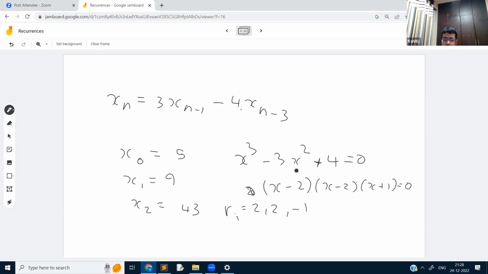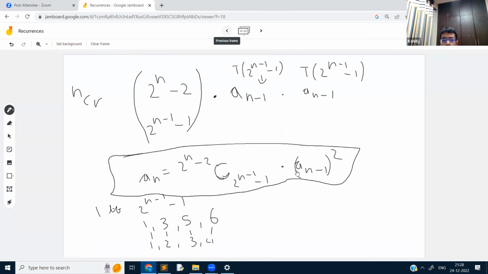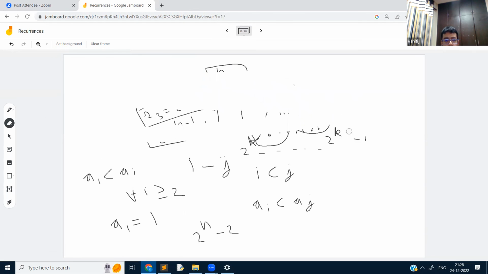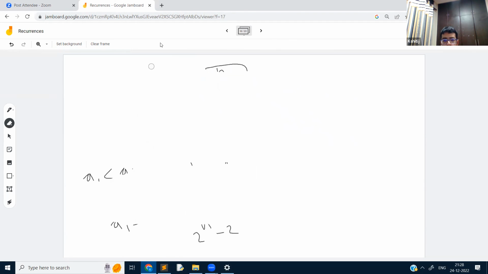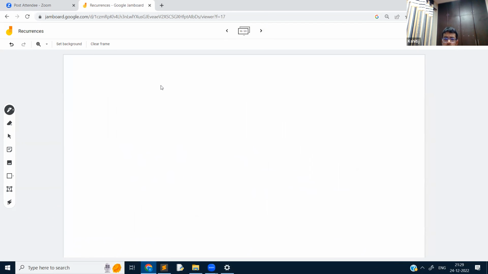And now you have to find not a characteristic equation, but a closed form from all of them. I will erase this. Now notice that this is a repeated root case. This is why I'm doing it, to tell you how to handle repeated roots.